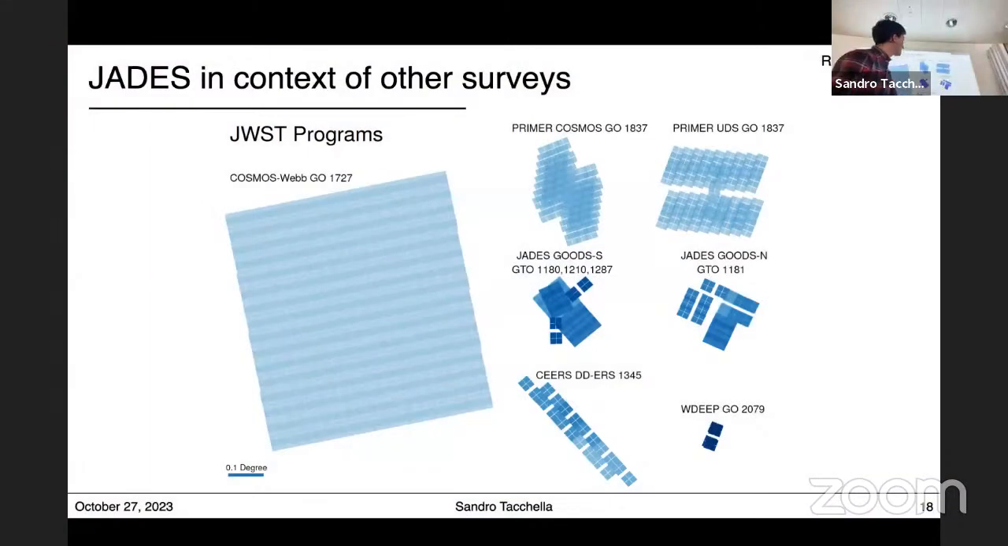But of course, JADES, as you can see here, is part of other surveys that are done, from PRIMER, COSMOS, WDEEP, and SERS. And again, the idea of the community is this kind of wedding cake strategy, where you have wide pointings that are shallow with only a few filters, to much deeper pointings. And I think JADES here goes deep, but also wide. What we do is we have 14 different filters, so we have a really wide range of filters. And again, the spectroscopy follow-up is crucial, I think.